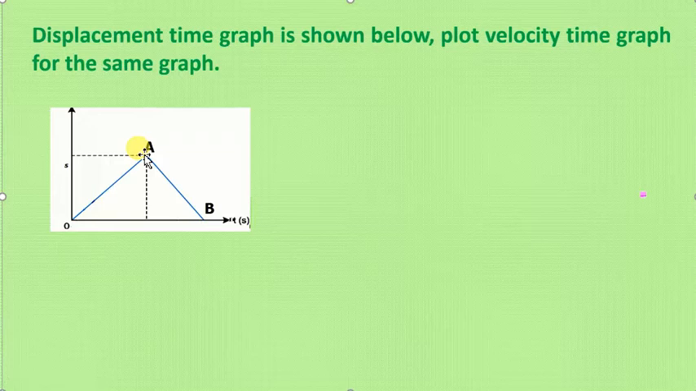Here displacement is increasing by equal amounts in equal intervals of time. And similarly from A to B, displacement is decreasing by equal amounts in equal intervals of time. So it is again showing uniform velocity. But you can see in the first half displacement is increasing and in the second half displacement is decreasing. It means the object changes its direction of motion and from A to B it is moving towards the origin point.